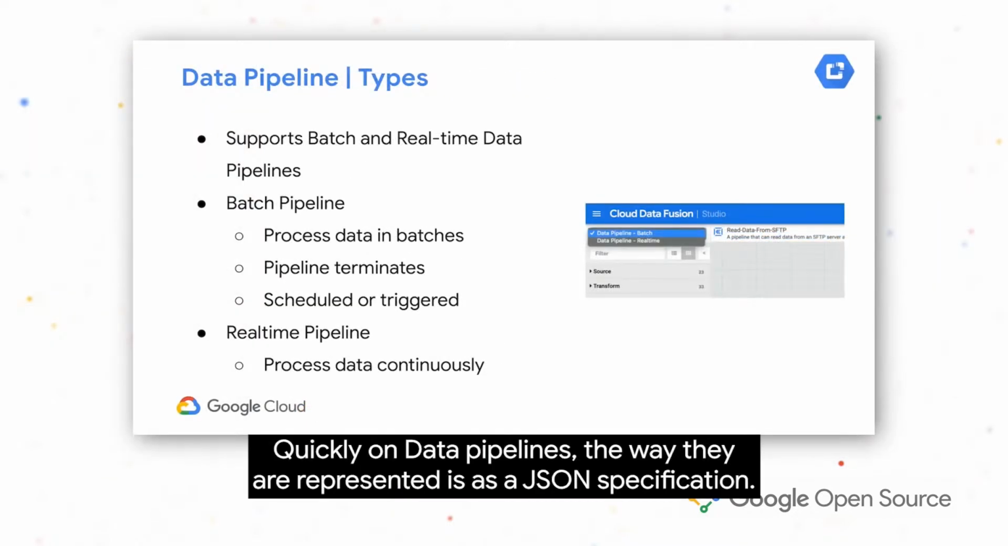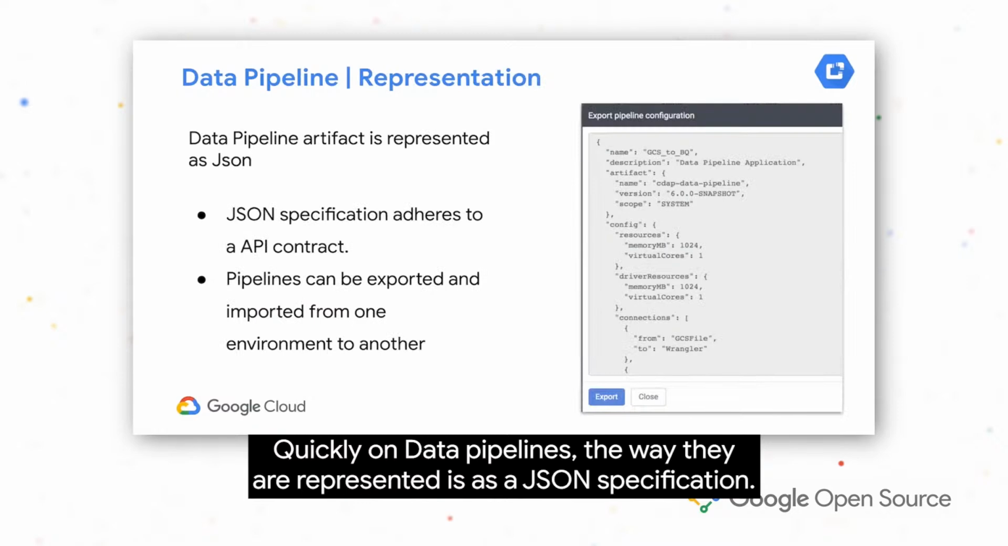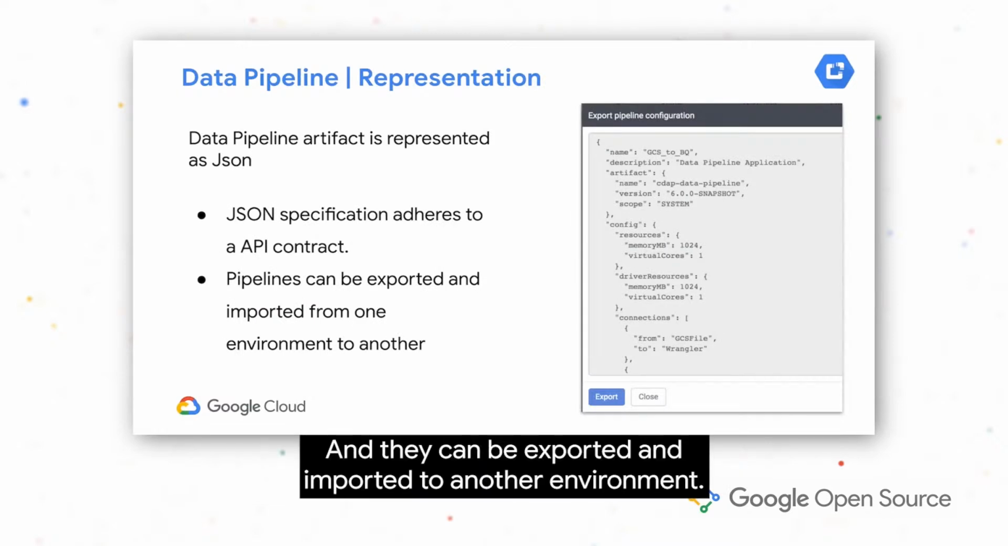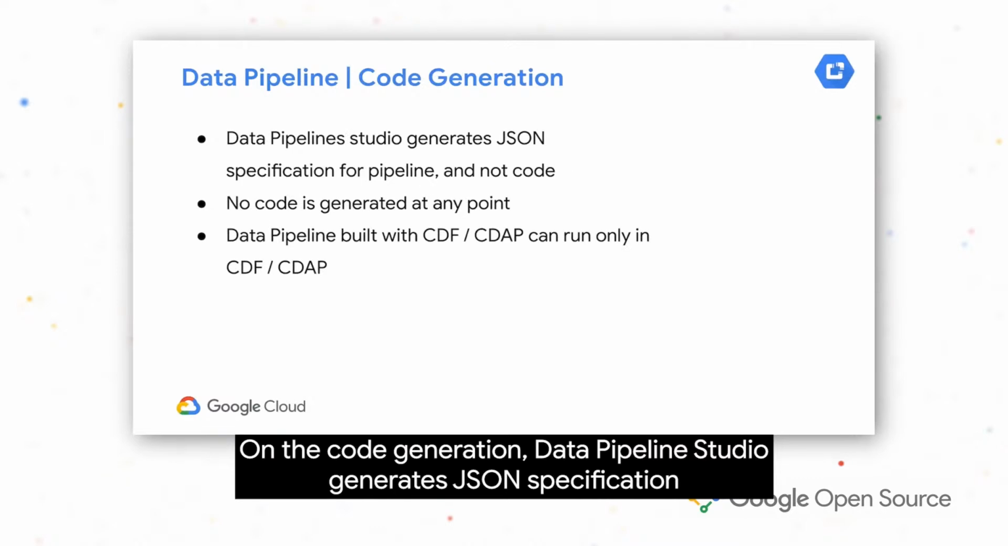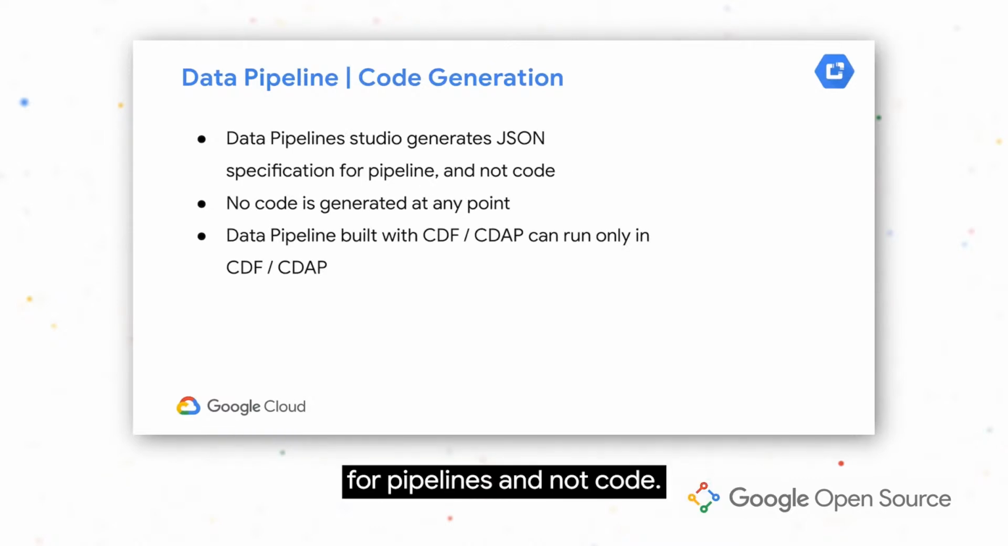Quickly, data pipelines are represented as a JSON specification, and can be exported and imported to another environment. Quickly on the code generation, Data Pipeline Studio generates a JSON specification for pipelines and not code, and those are specific to CDAP. Only CDAP can run those JSON.